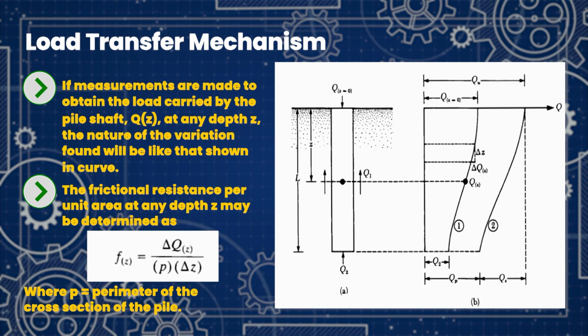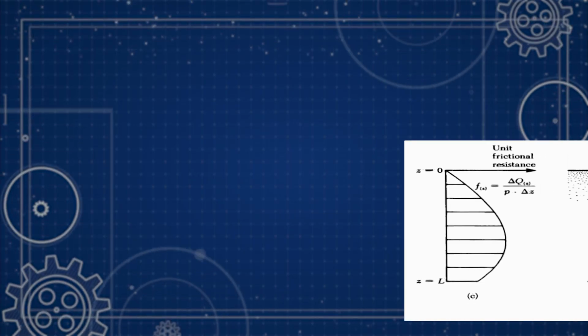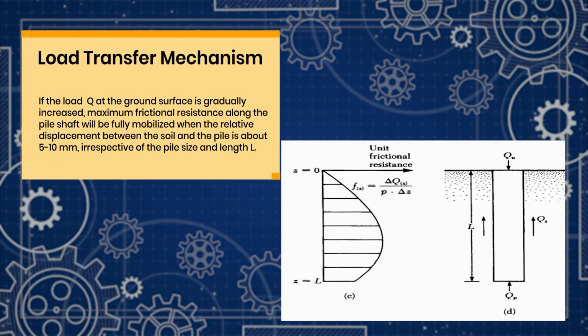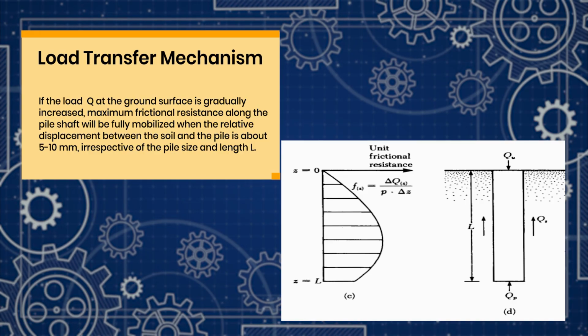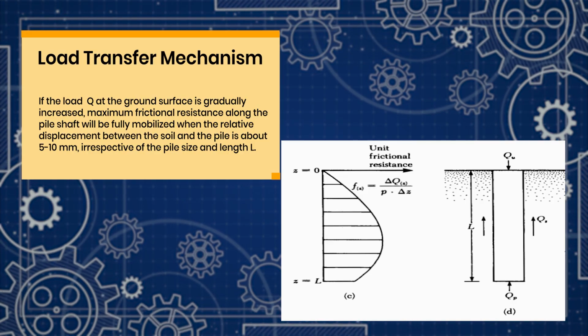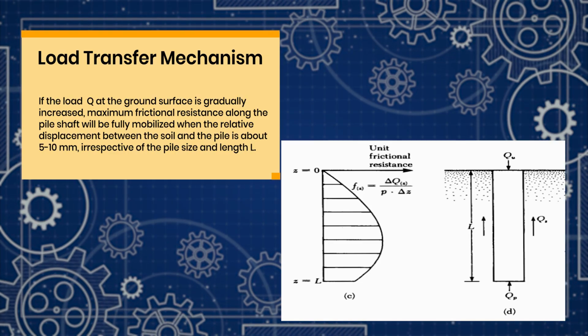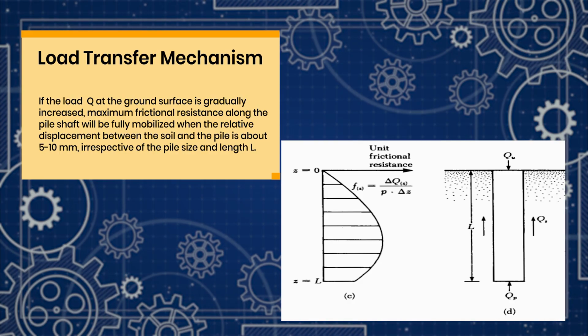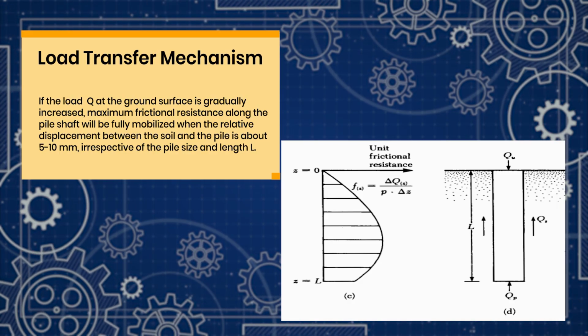Now you can see this diagram: the load at the ground surface is gradually increasing. As you increase the load, the frictional resistance of the pile shaft is fully mobilized. This is the picture of the fully mobilized resistance. How will you calculate it? With the help of this formula, f of z equals delta qz by p into delta z.